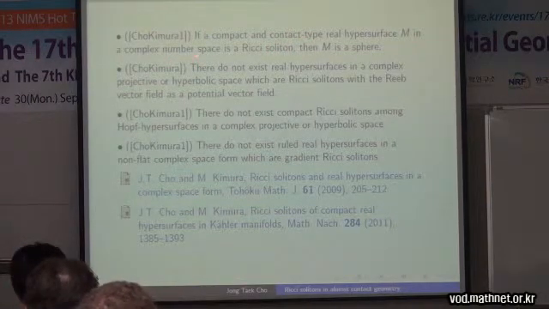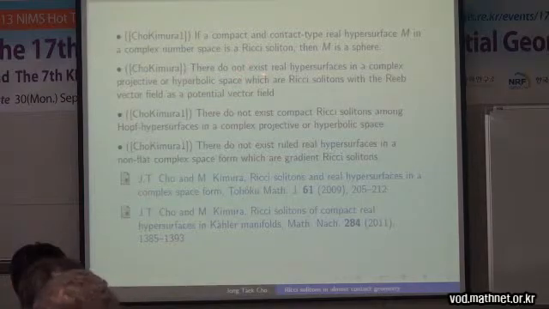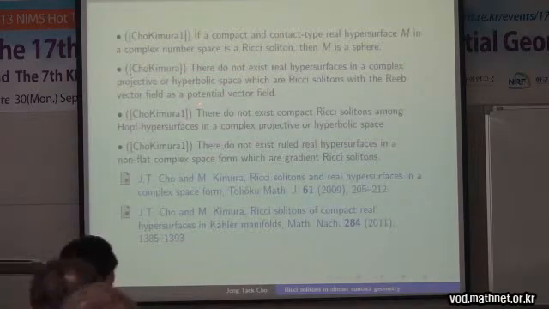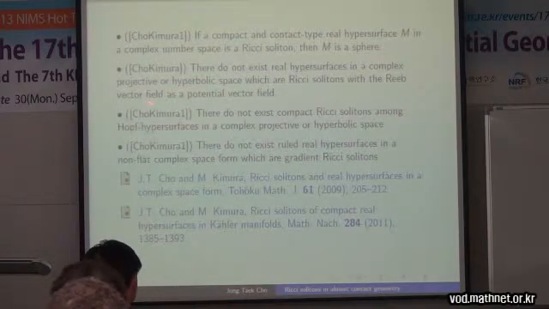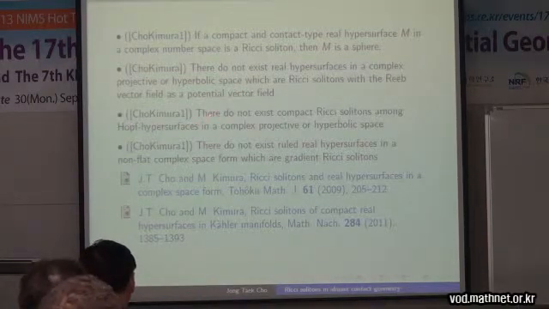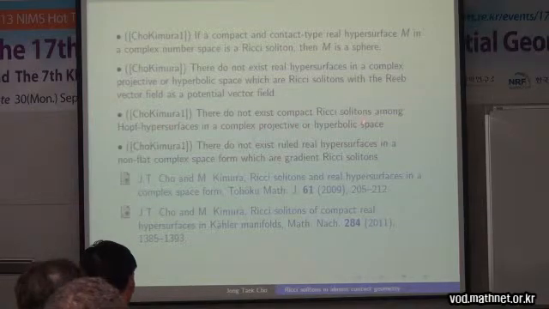Then if it is in complex number space and is a Ricci soliton, then M is a sphere. There do not exist real hypersurfaces in complex projective or complex hyperbolic space, usually called non-flat complex space forms, which are Ricci solitons with the Lie vector field as a potential vector field. So we proved that there do not exist compact Ricci solitons among Hopf hypersurfaces in complex projective or hyperbolic space.